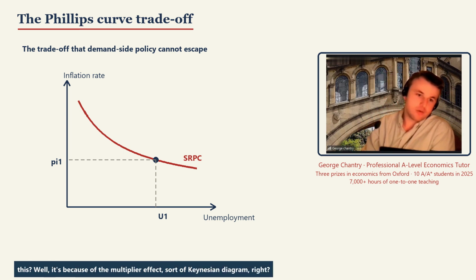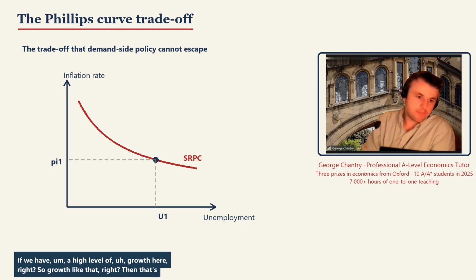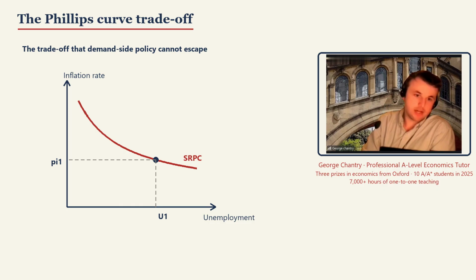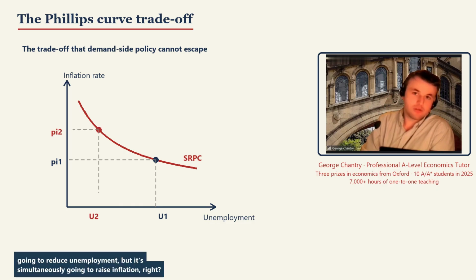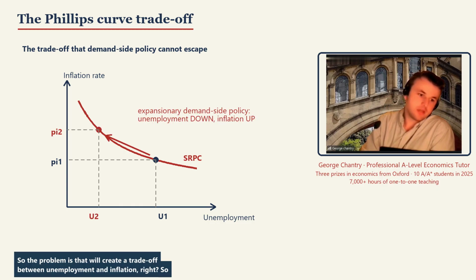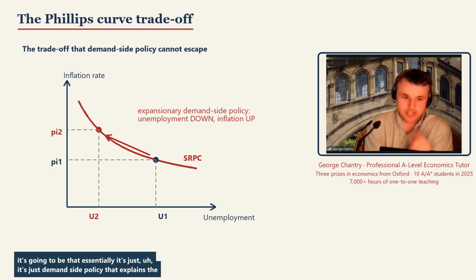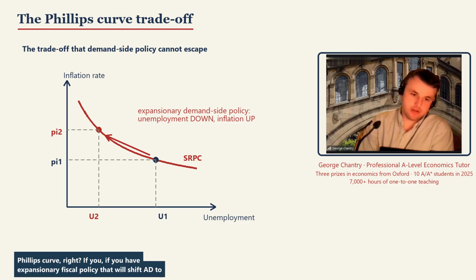So why is this? Well, it's because of the multiplier effect, the Keynesian diagram. If we have a high level of growth, then that's going to reduce unemployment, but it's simultaneously going to raise inflation. So the problem is that that creates a trade-off between unemployment and inflation. Essentially it's just demand side policy that explains the Phillips curve.